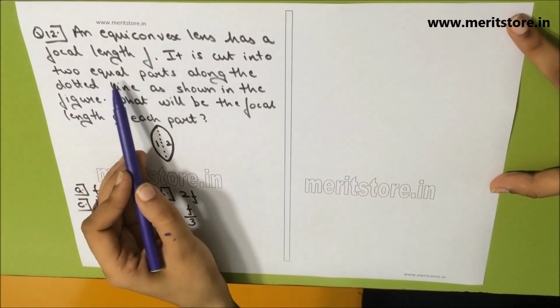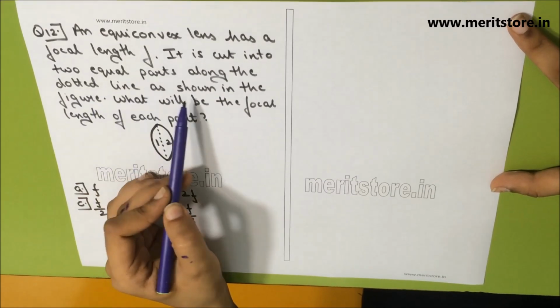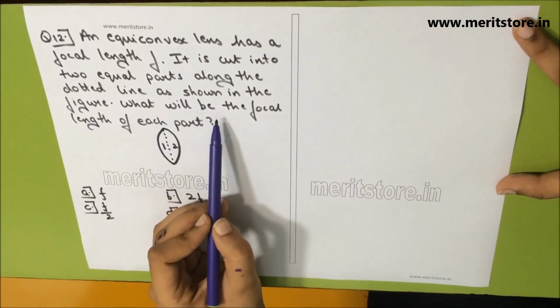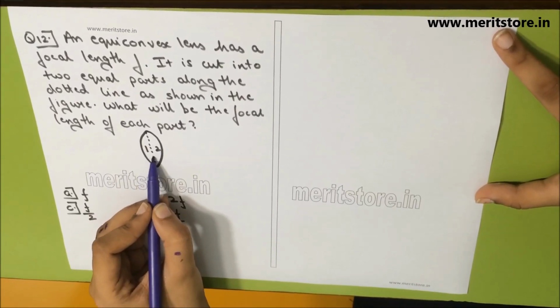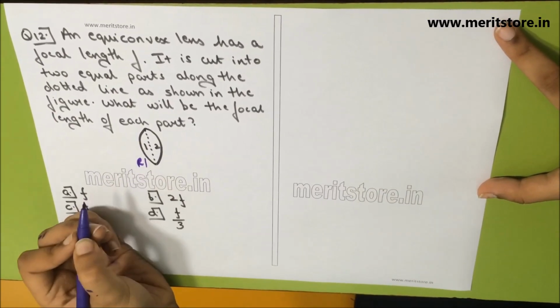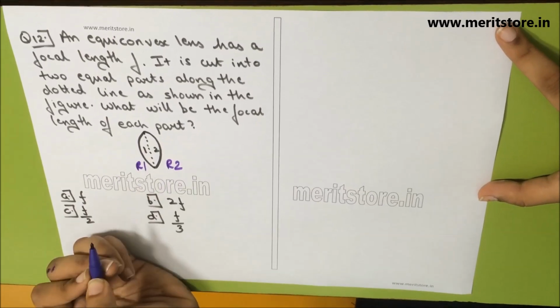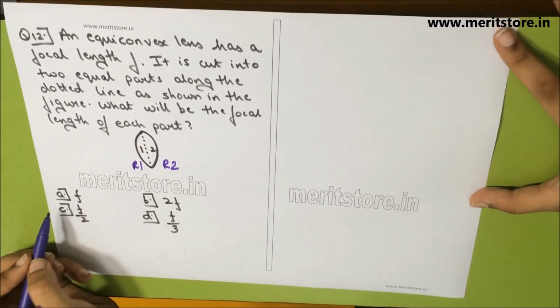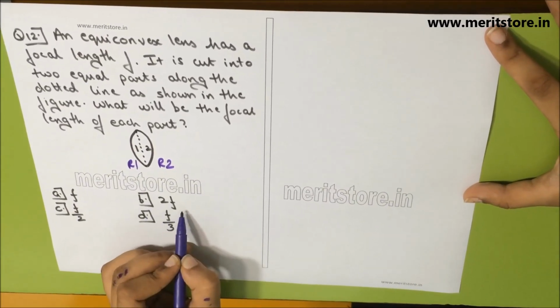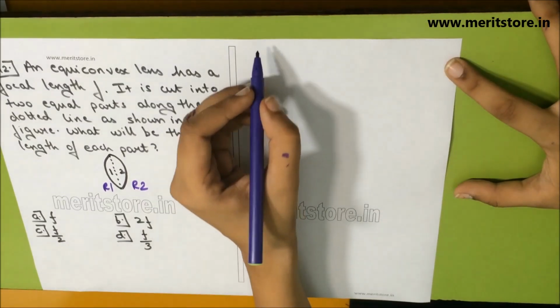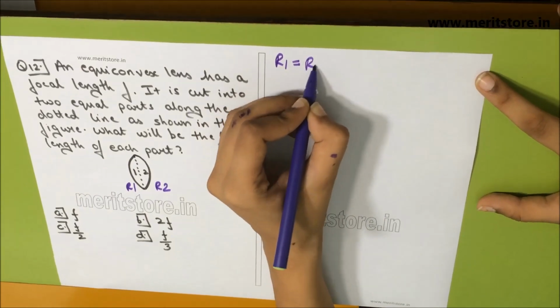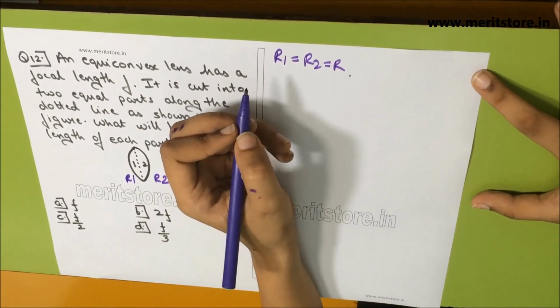Question 12. An equiconvex lens has a focal length f. It is cut into two equal parts along the dotted line as shown in the figure. What will be the focal length of each part? So we have R1, R2. So let this be my R1, let this be my R2. Now moving to the options, A f, B 2f, C f by 2, D f by 3.